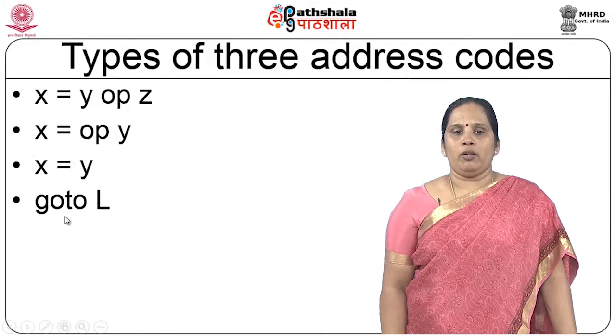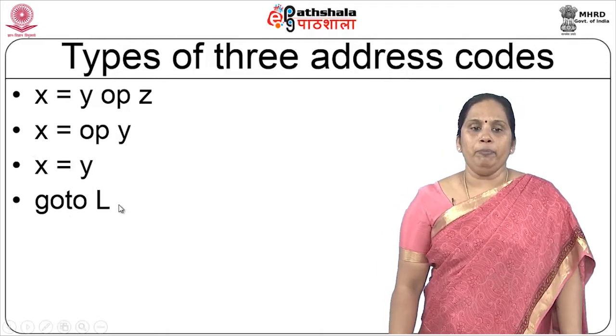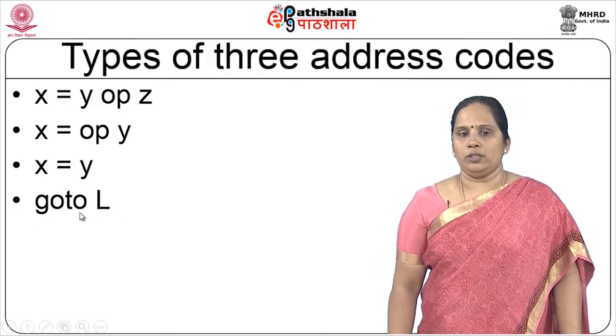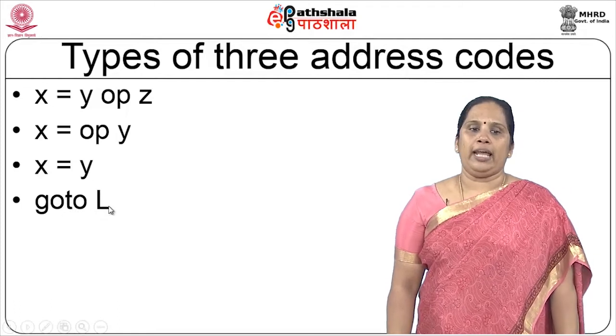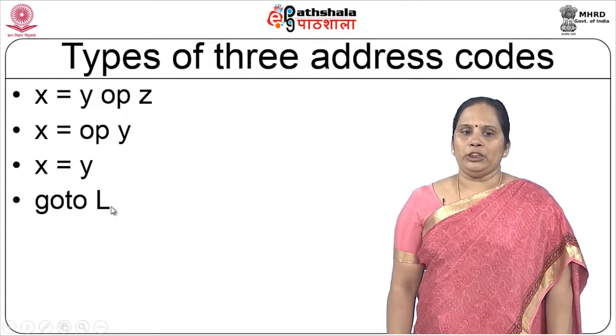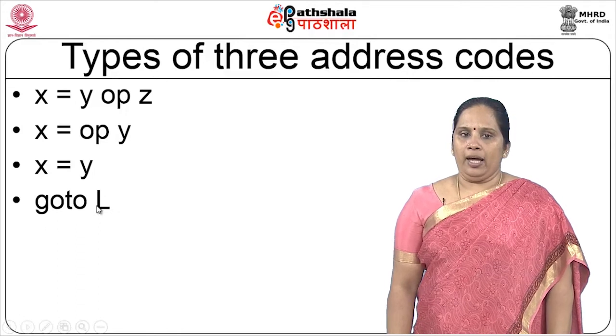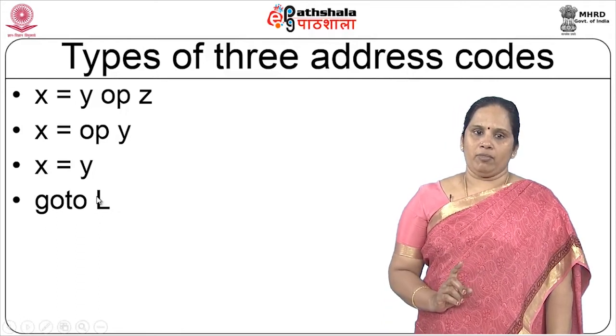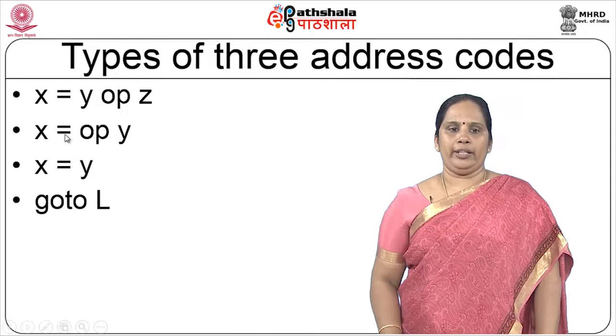The fourth one is called an unconditional jump, where I have go to L. So go to a location labeled L. L corresponds to an address. So I have only one address here in that case. So go to L is what we are looking at.